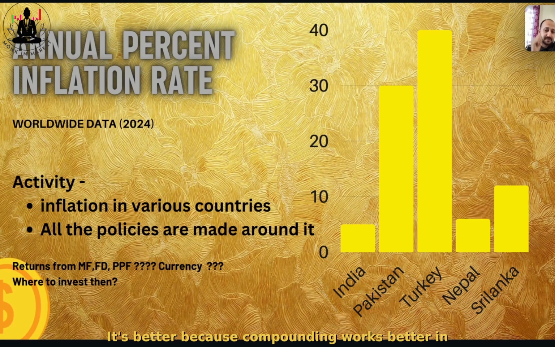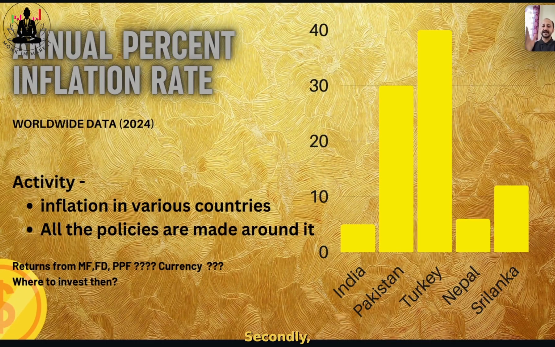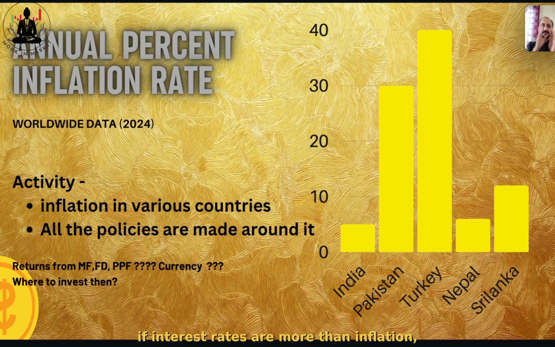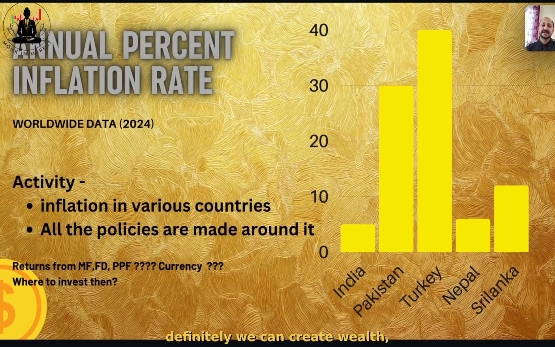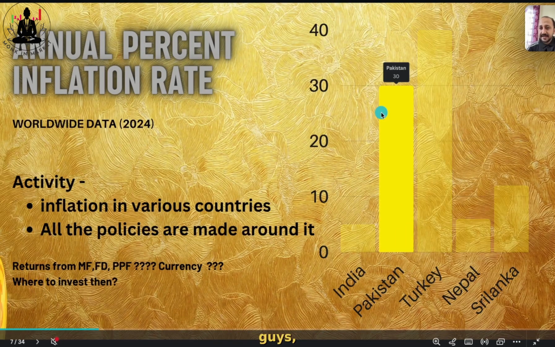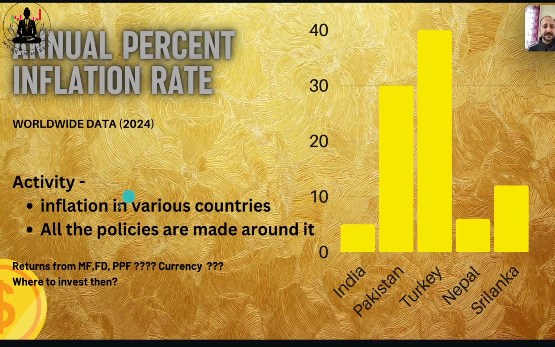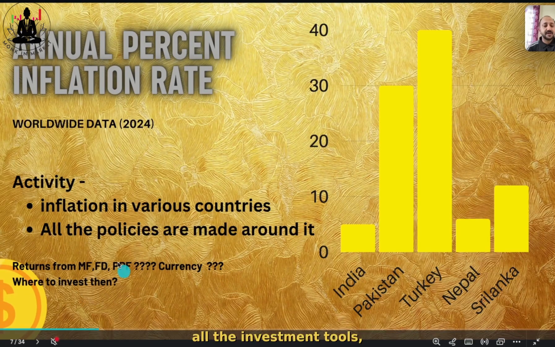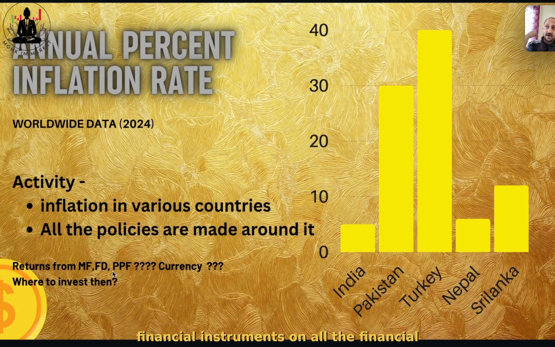The earlier we start, the better, because compounding works better over a long duration, right? Secondly, if interest rates are more than inflation, definitely we can create wealth, right? So if inflation goes really very high, guys, 30%, 40% like this, then what would happen? It will affect all the returns, all the investment tools, right? People will lose trust in all the financial institutions and financial instruments as well, because money can't buy stuff.